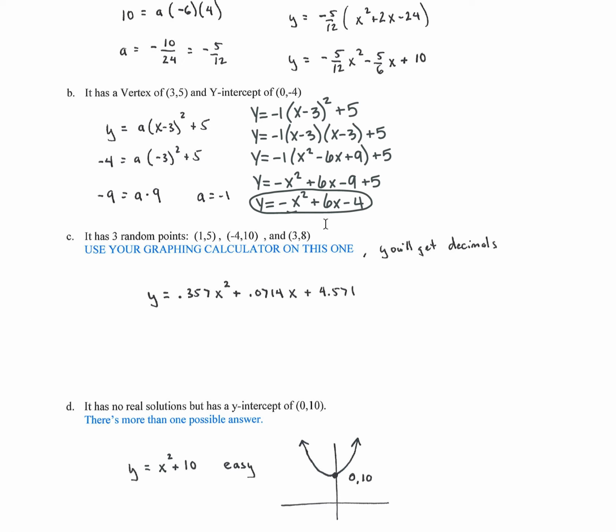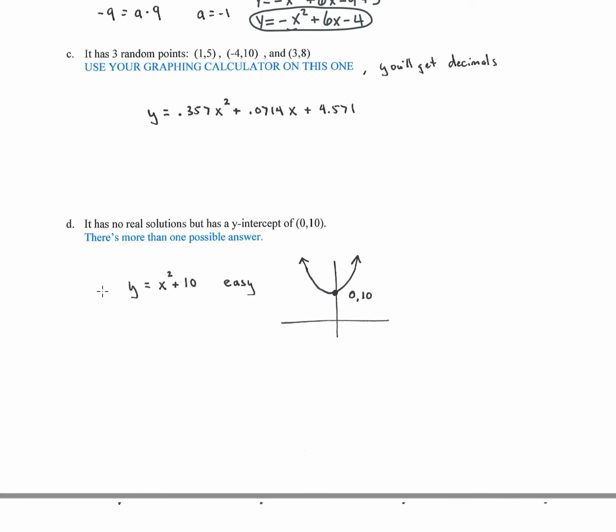You're going to plug these 3 points into L1 and L2 in the stat list. Go to calculate, and you're going to do a quadratic regression rather than a linear regression, and it will tell you values for A, B, and C.